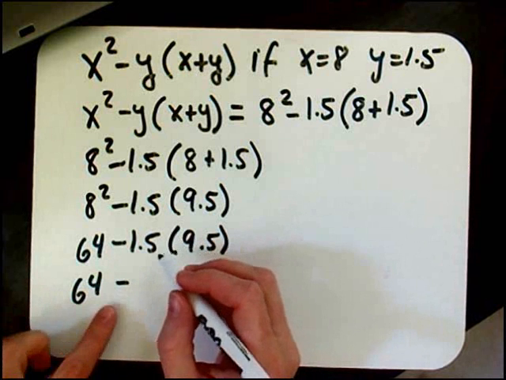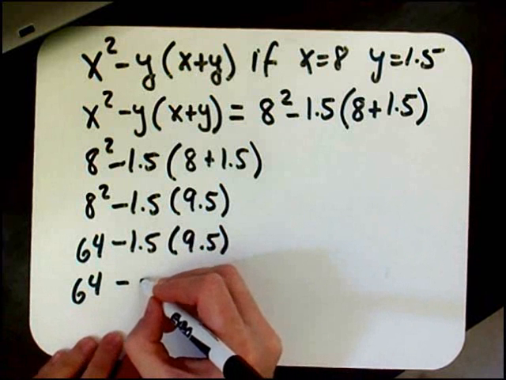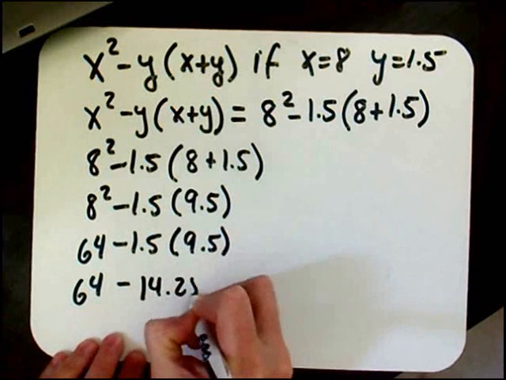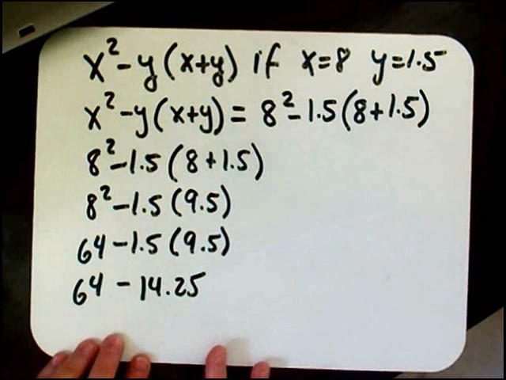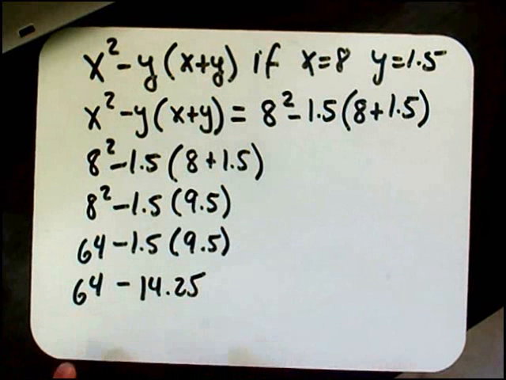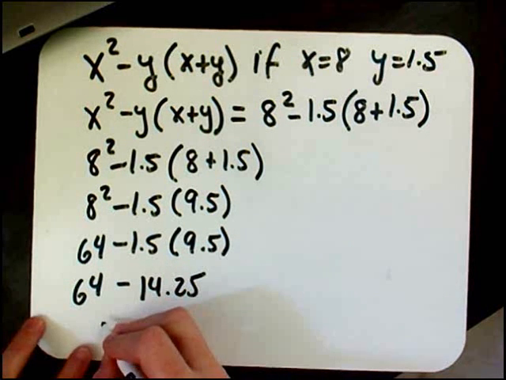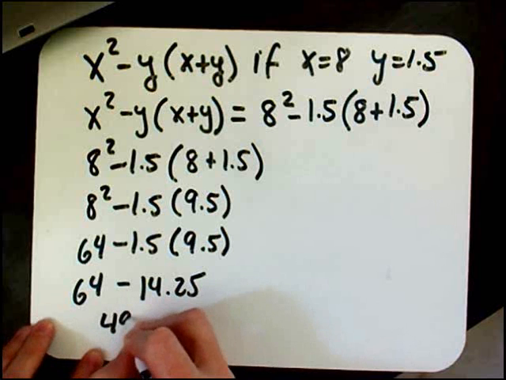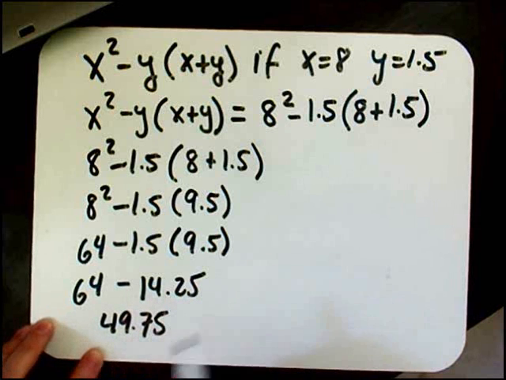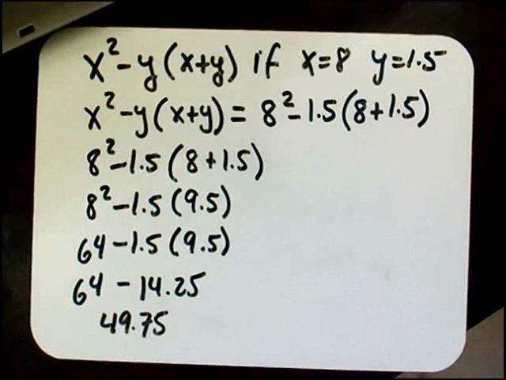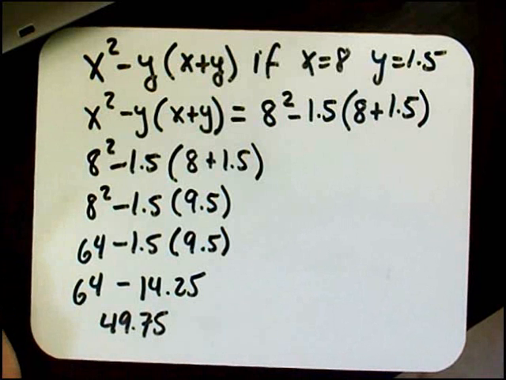So we have 64 minus 14.25. And then we do last our subtraction. So 64 minus 14.25 would give us 49.75. So the value for this expression is 49.75. Okay. This again, page 7, towards the bottom of the page.